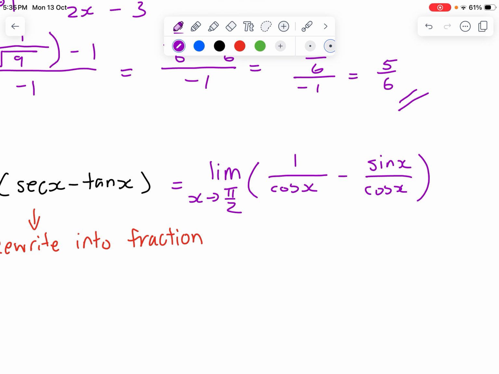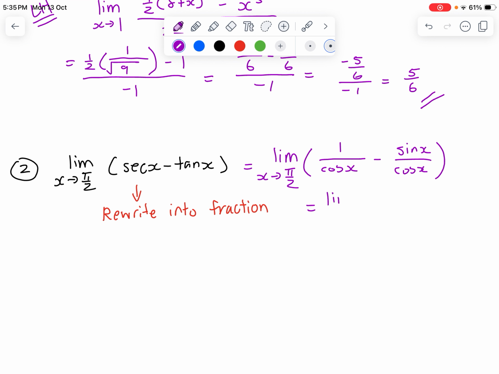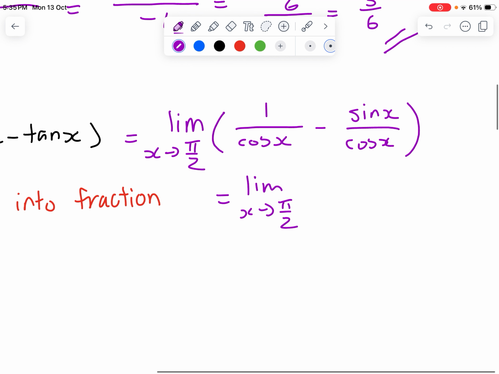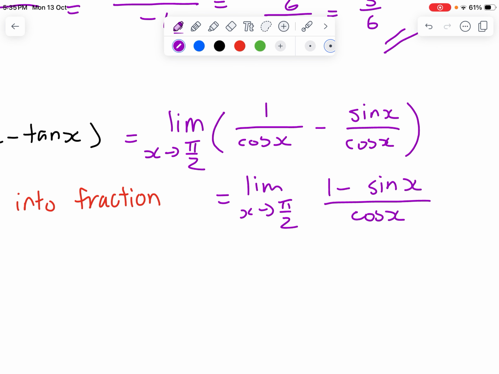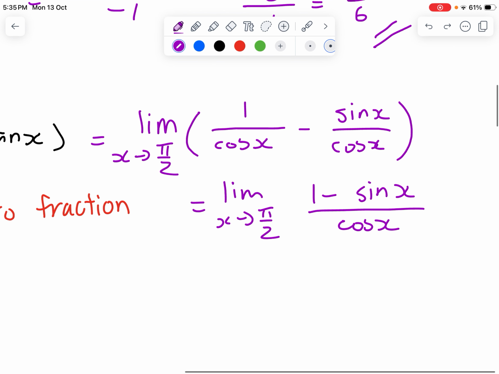If we simplify that, we see that they have a common denominator, cosine x, so we can combine them and have 1 minus sine x over cosine x. Now that we have it in fraction form, let's actually find the limit. As x approaches pi over 2, we want to plug in pi over 2.